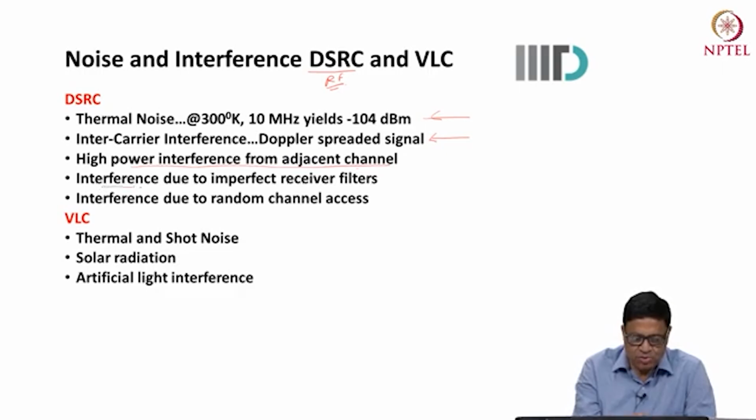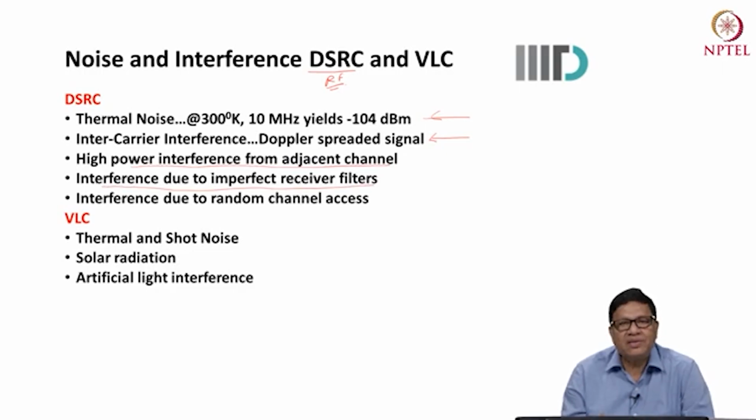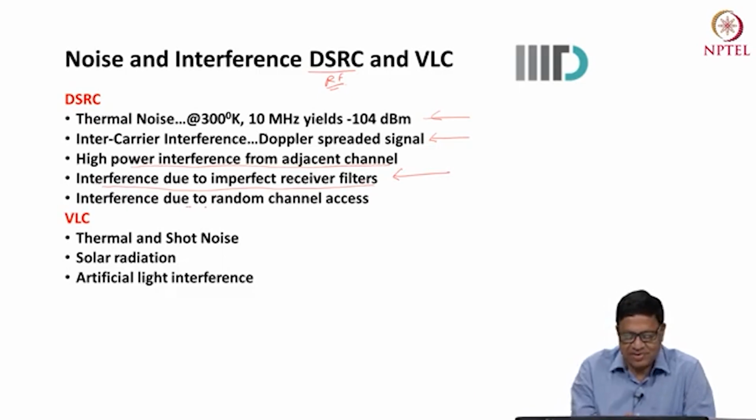And interference due to imperfect receive filters. When you are sensing your OFDM signals, there may be some drift because of Doppler spread or the local oscillator getting shifted, so your filter may not work optimally. So there may be interference due to imperfect receive filters, and then also interference arising from the random channel access, which is a protocol between vehicle-to-vehicle communication.